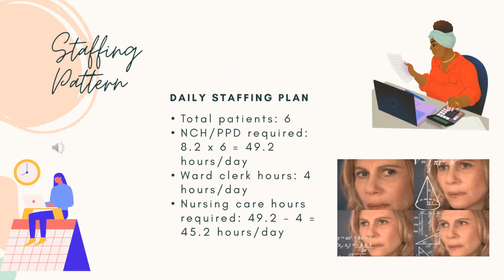Now let's move on to our staffing pattern. To meet the required 8.2 NCH per PPD for an average of 6 patients, we need to provide 49.2 nursing care hours per day. Since the ward clerk provides 4 hours per day, the nursing care hours required per day are 45.2. This ensures that we meet the necessary care hours while maintaining compliance with our staffing constraints. From this point forward, I will let my colleague Maimuna take over.